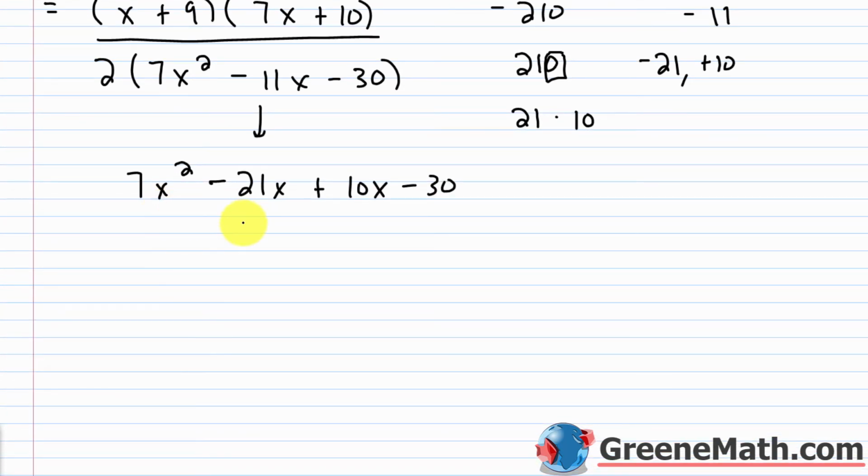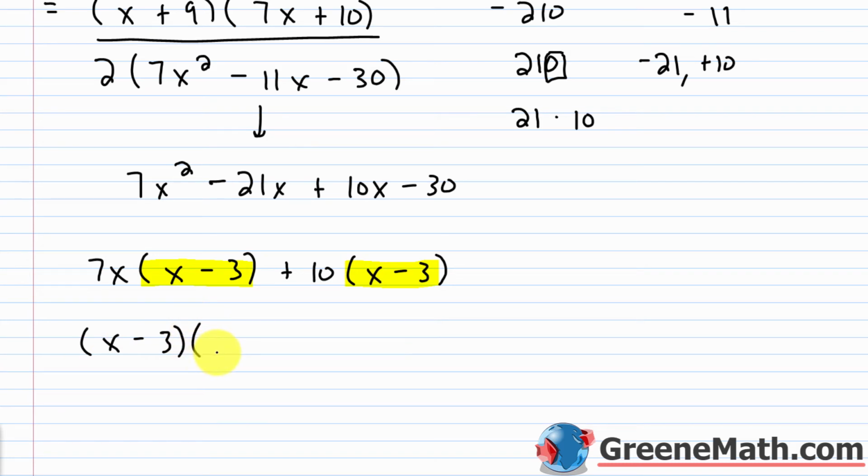So from the first group, I can pull out a 7x. I'd be left with x minus 3 inside. From the second group, I could pull out a 10, and I'd be left with x minus 3 inside. So I would factor out this common binomial factor of x minus 3, and that would give me the quantity x minus 3 multiplied by the quantity 7x plus 10.